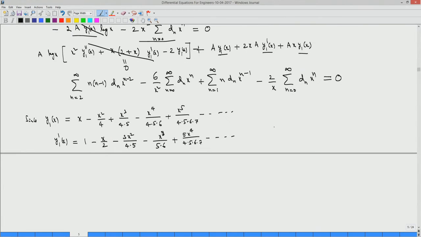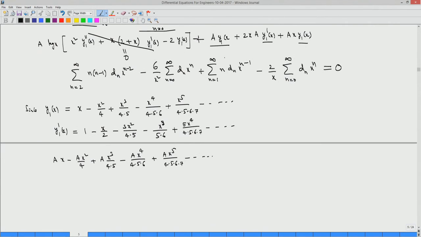So now if you substitute a times y1: ax minus ax square by 4, plus ax cube by 4, 5, minus ax power 4 by 4, 5, 6, plus ax power 5 by 4, 5, 6, 7 and so on. Okay, so this is my first term, a into y1 of x. This is your a into y1 of x that I substituted now. Now plus 2x.